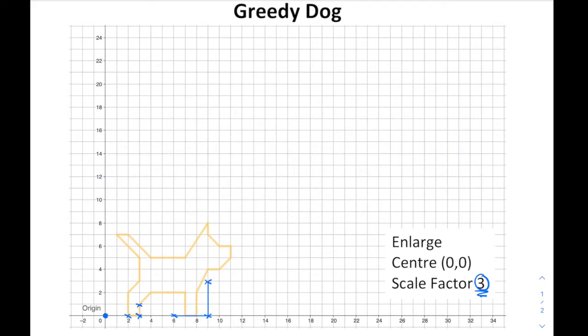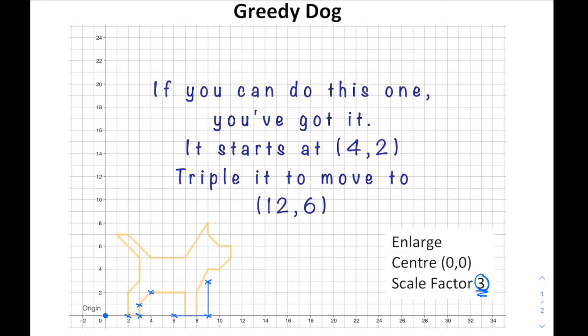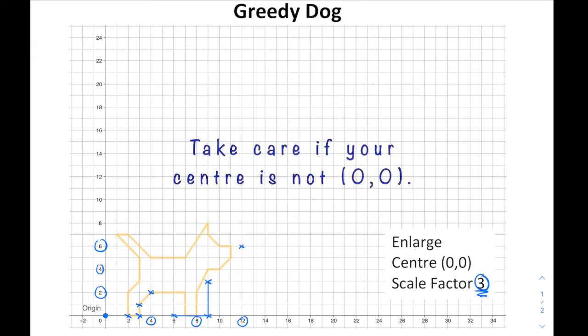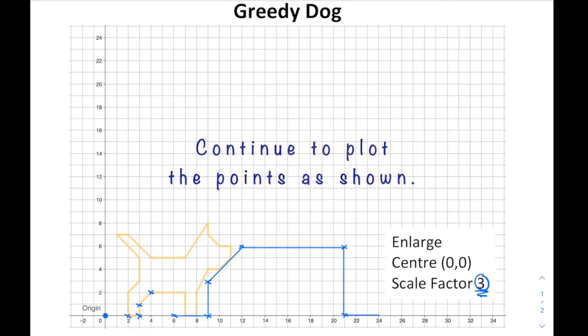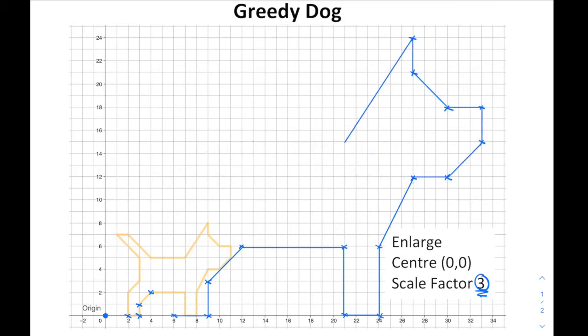The next point is on a diagonal, so I would look at the coordinates being 4, 2. It's 4 squares horizontally, so 3 times as much would take to 12, 2 vertically, 3 times as much takes you to 6. Take care if your centre of enlargement is not the origin. It's the number of squares from your centre of enlargement that is important. Continue to enlarge the dog as shown.